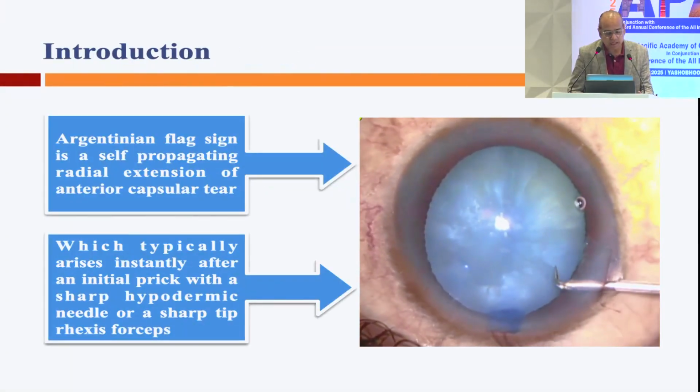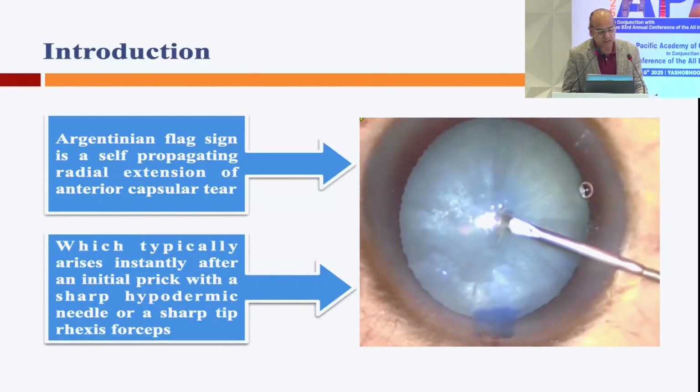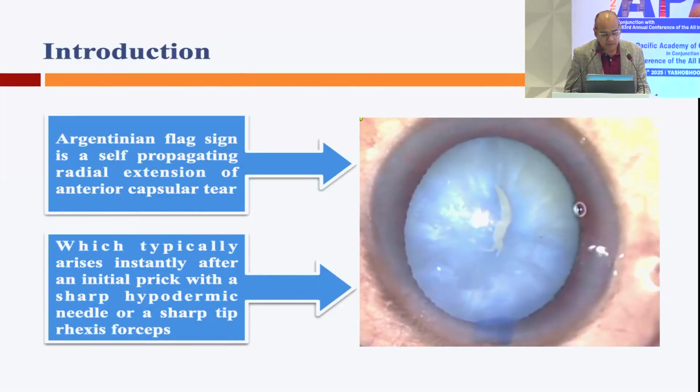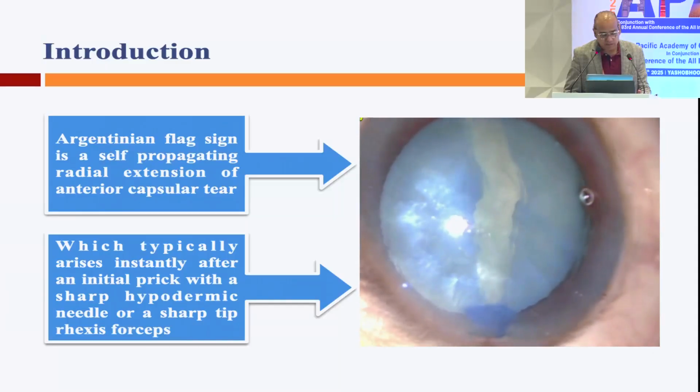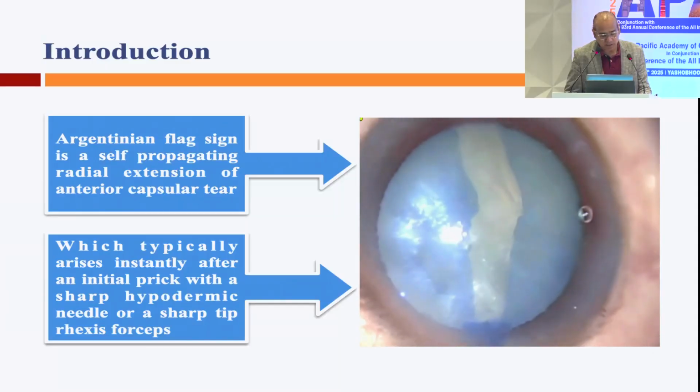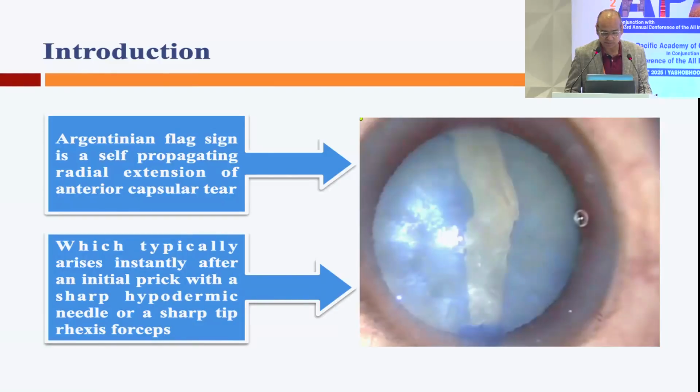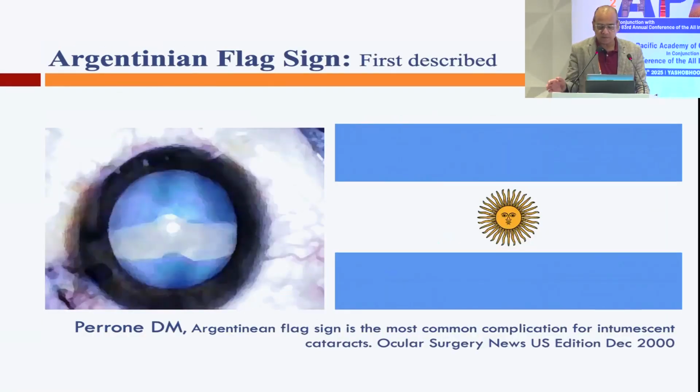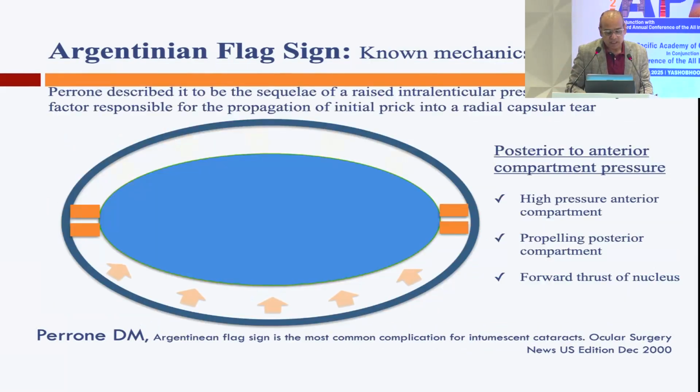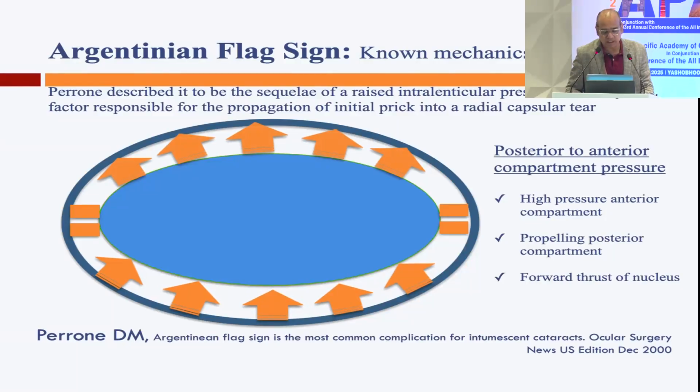The Argentinian flag sign is a self-propagating radial extension of the anterior capsular tear, which typically arises instantly after an initial prick with a sharp hypodermic needle or a sharp-tip rhexis forceps. It was first described by Perron. It looks like an Argentinian flag and is the most common complication of intumescent white cataracts, as per this study. Perron described it as the sequela of a raised intralenticular pressure as the only factor responsible for the propagation of the initial prick into a radial capsular tear.